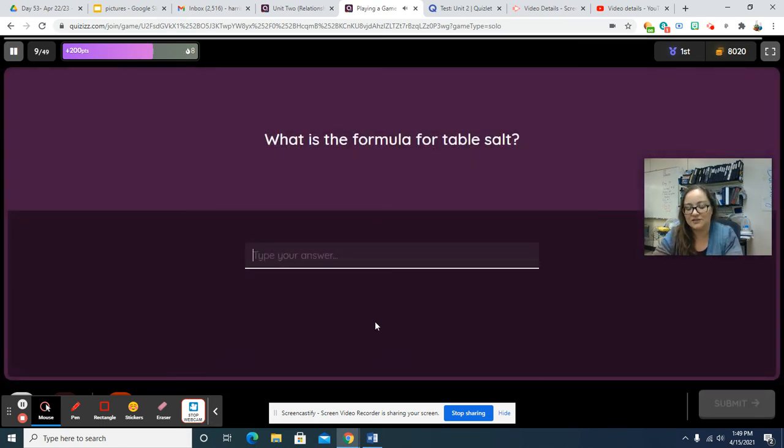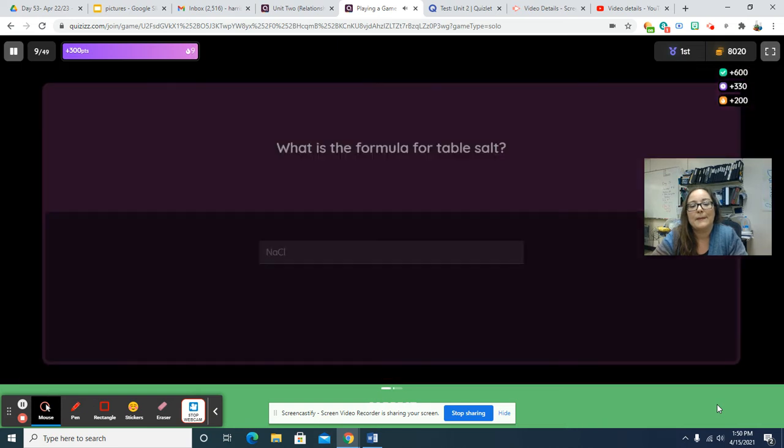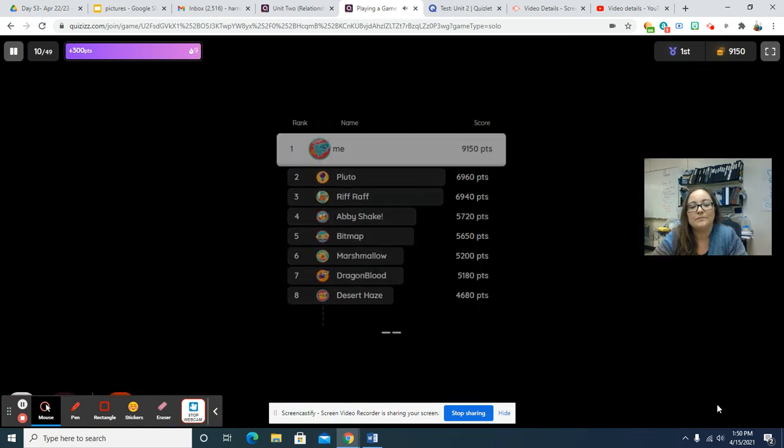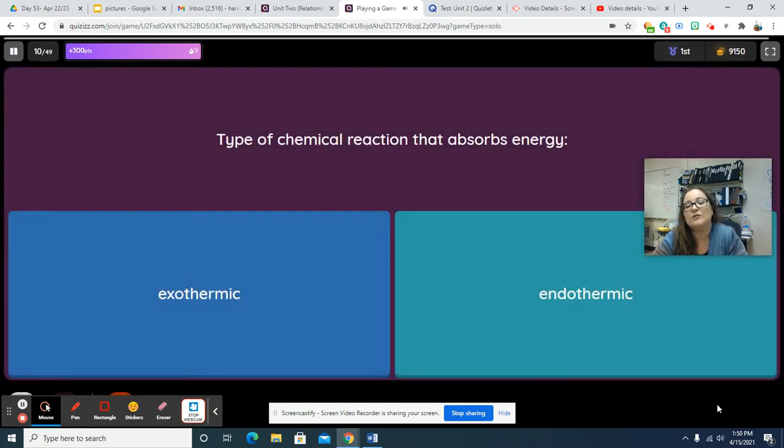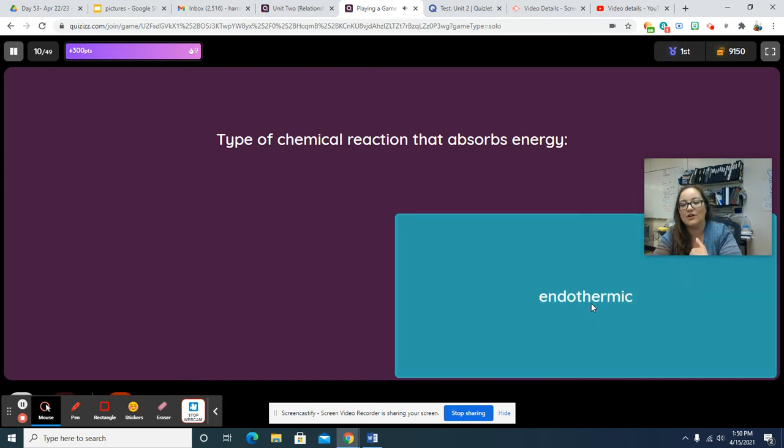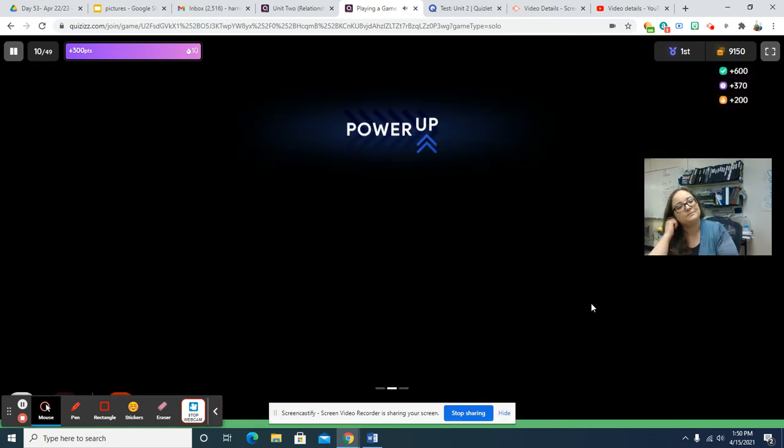Formula for table salt. To get this correct, you have to type it exactly right. Table salt is sodium chloride, NaCl: capital N, lowercase a, capital C, lowercase l. The type of chemical reaction that absorbs energy, takes heat in, like entering a building, is endothermic. It takes heat in.